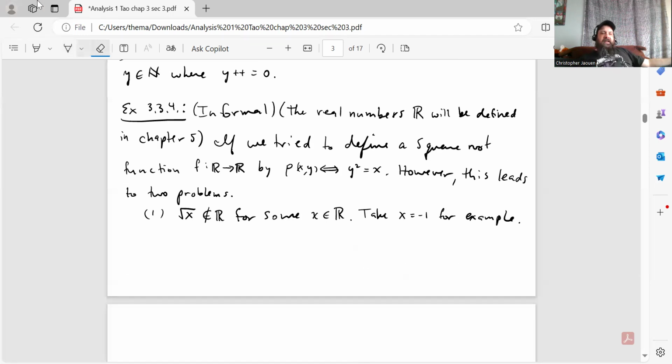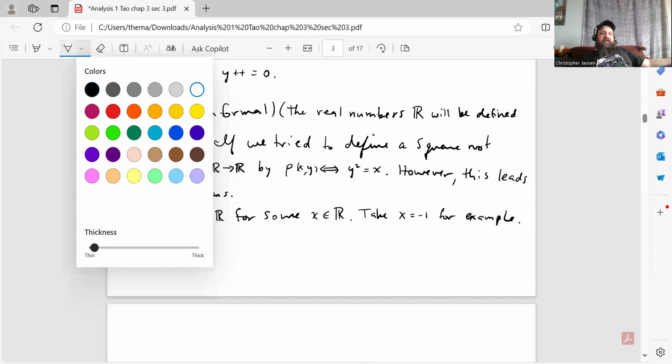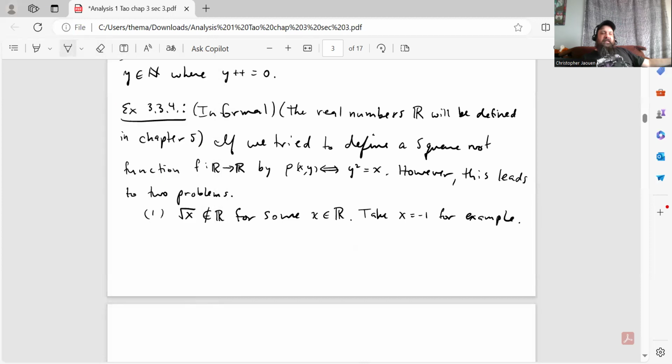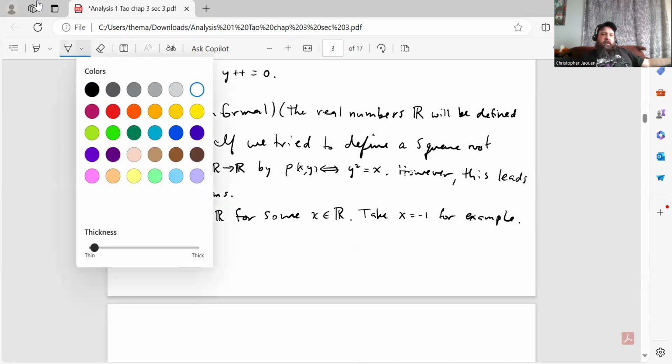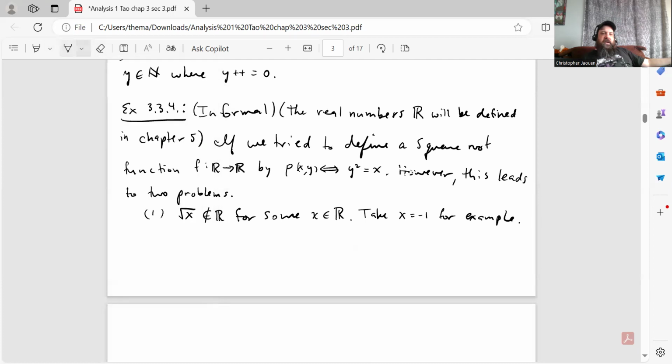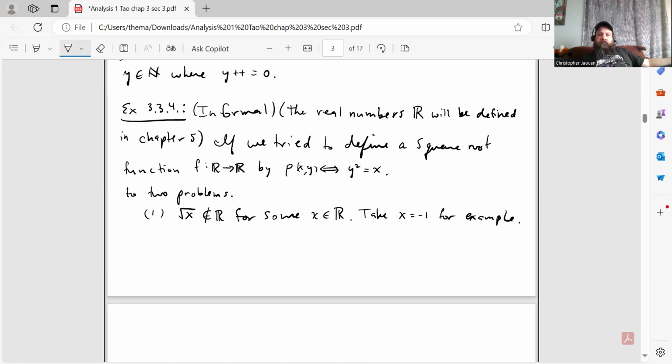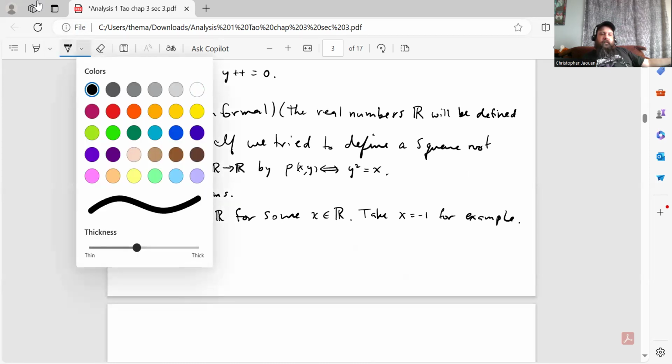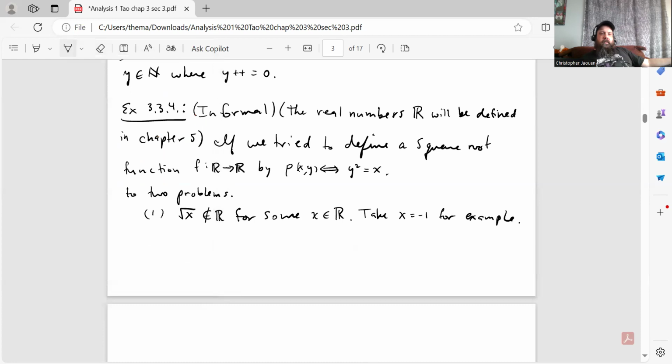Let's fix the English here. Let me just make this a little bit wider. Sorry, just bear with me for a second. I'll say this would lead to two problems.